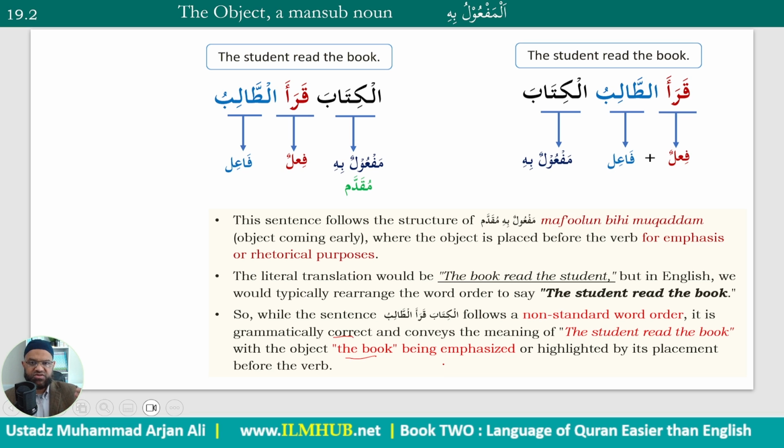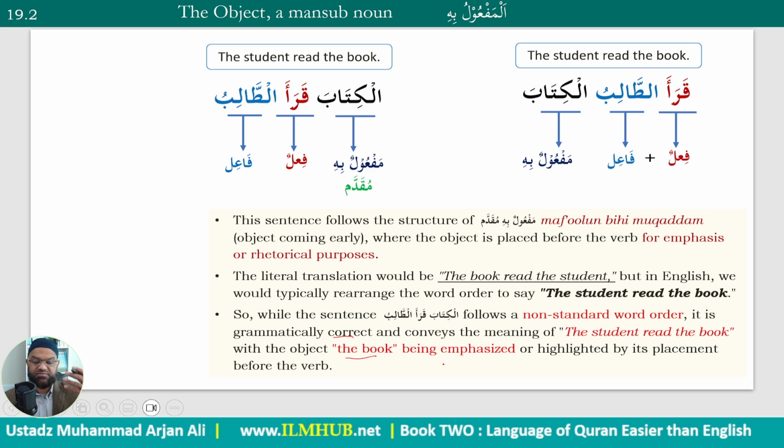Maybe I want to surprise you. For example, I want to say the student is very young, let's say a primary school student, but he's reading a very advanced level book. I want to emphasize that. So I'm telling somebody, the book the student read, in that sort of way, and bring the book first. So this is an example of how emphasis can be done.